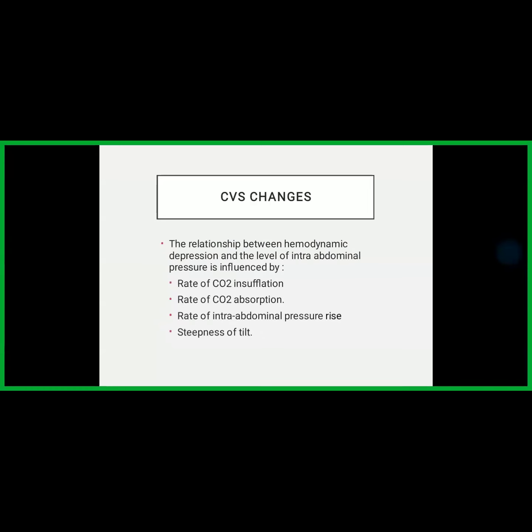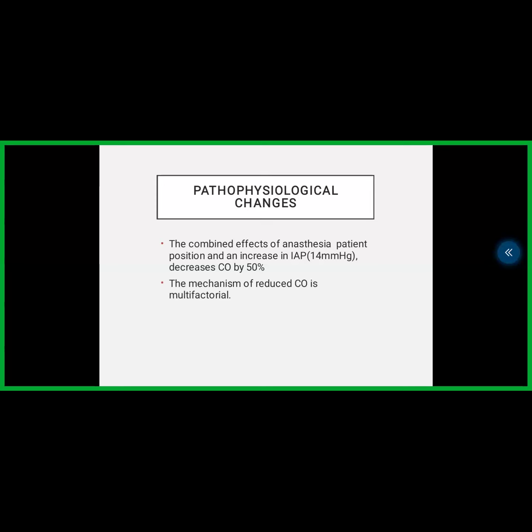There's also a decrease in mesenteric blood flow and intestinal mucosal blood flow. The relationship between this hemodynamic depression and the level of intra-abdominal pressure is influenced, one, by the rate of CO2 insufflation. If the rate is very high, these changes can happen abruptly. And if the rate of CO2 absorption is high, then it can also help to mitigate some of these effects. Then also the rate of rise of the intra-abdominal pressure. We should also know that the combined effect of anesthesia, the patient's position, like the Trendelenburg position, and the increase in intra-abdominal pressure, all together reduces the cardiac output by about 50%.